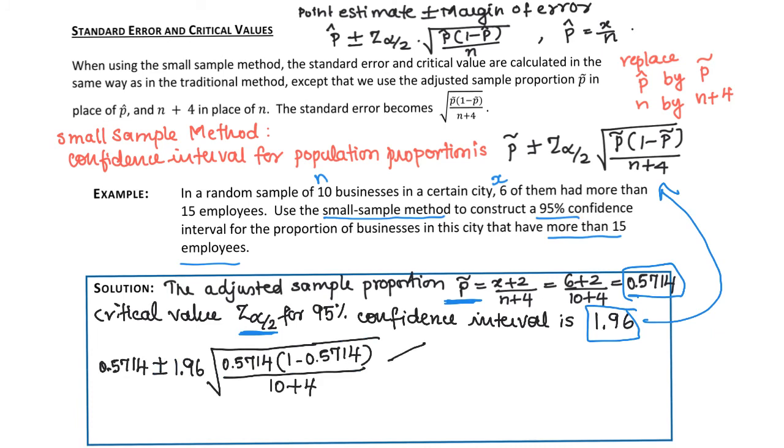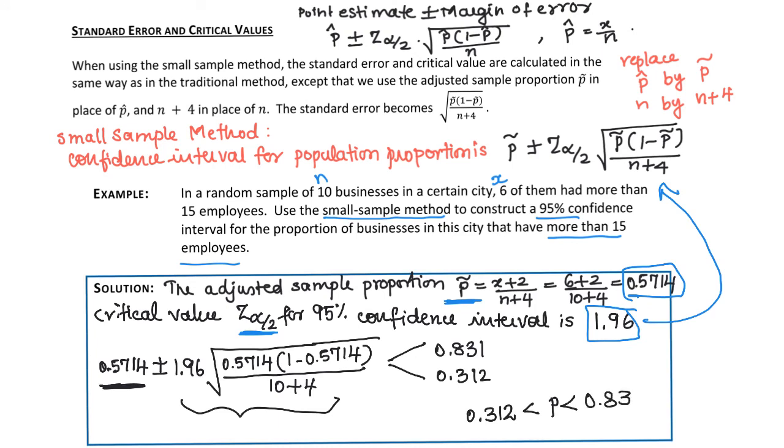We will get two values for this. If you add, you will get 0.831, and if you subtract this whole thing from this, you will get 0.312. So the interval is 0.312 less than p less than 0.831.